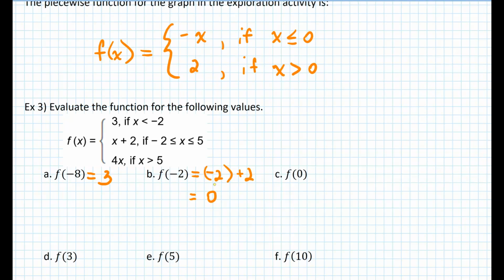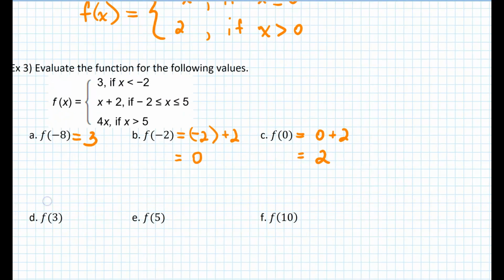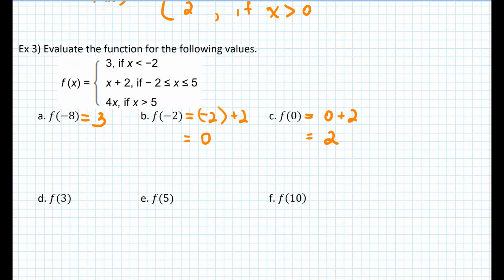So in C, we have f of 0. So 0 falls in which domain? The second one again. So we're going to replace x with 0. So we get 0 plus 2. f of 0 is 2. All right. Our next one is f of 3. 3 falls in which of the domains? The second one again, so we're going to replace x with 3, plus 2. f of 3 is equal to 5.